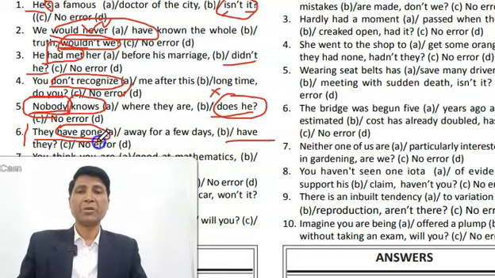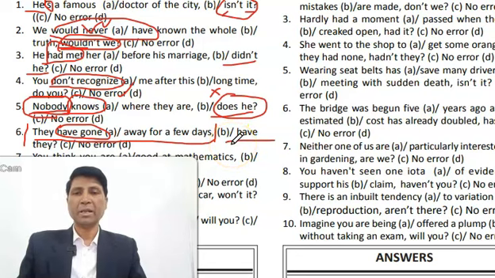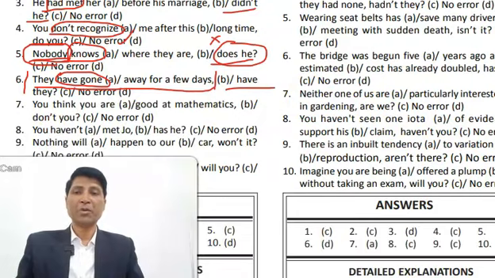So here the main statement is positive, as you can see. Therefore the tag, that means the question tag, should be in the negative. So it should be haven't they? Now moving on to question number 7.